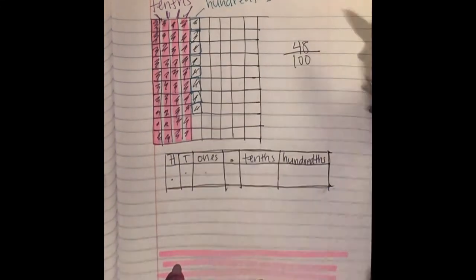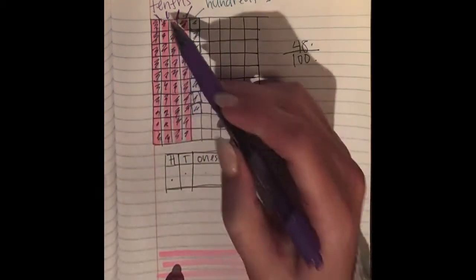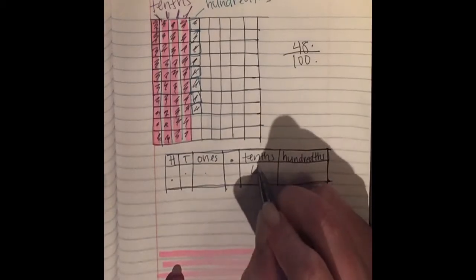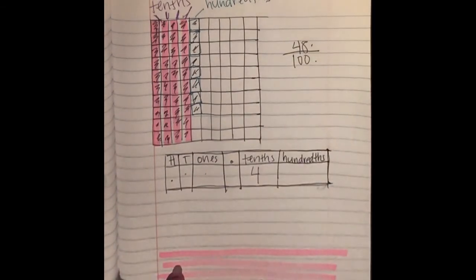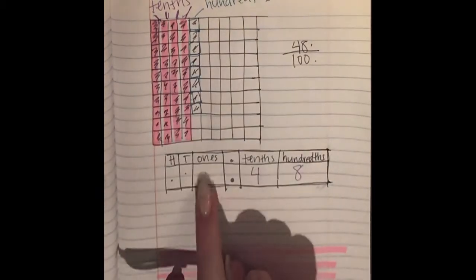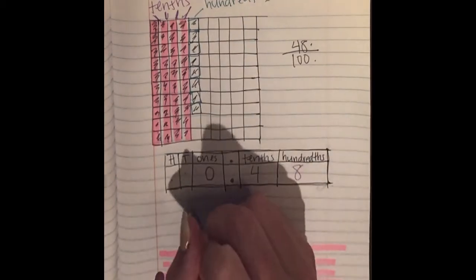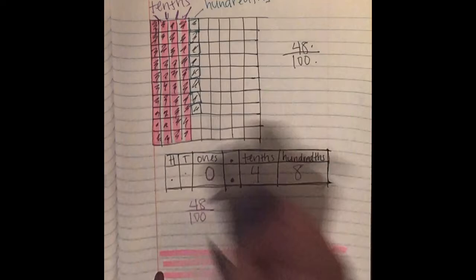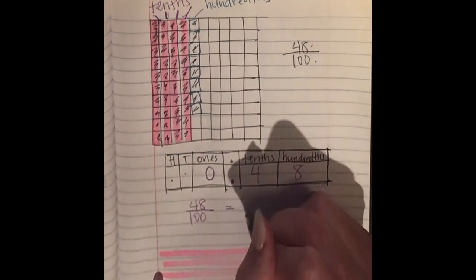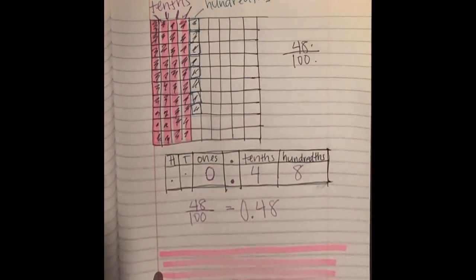So if I have 48 hundredths, I know for sure how many tenths I have, right? I have 4. How many hundredths do I have? I had 8. So I've got to put my decimal there. And do I have any holes? I don't, so what do I have to put here? A 0. So 48 hundredths is the same thing as 0 and 48 hundredths.